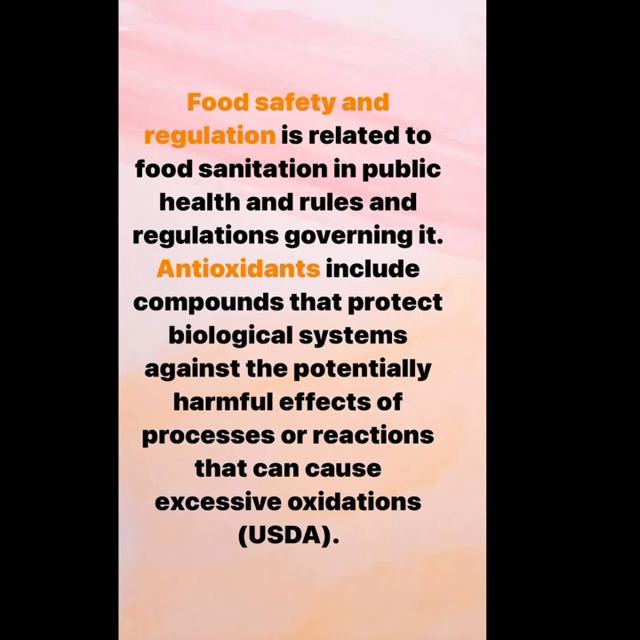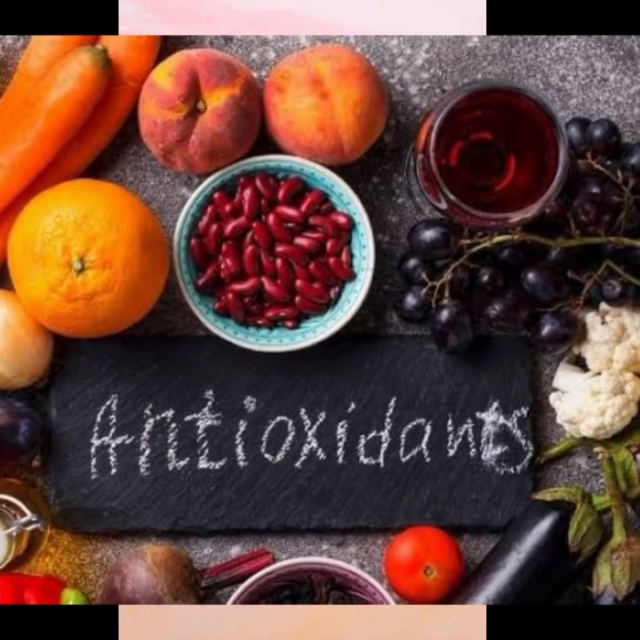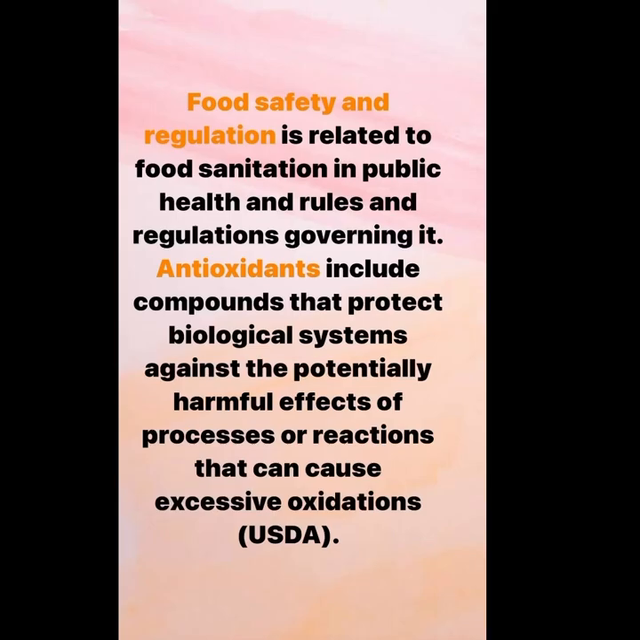Antioxidants. Antioxidants include compounds that protect biological systems against the potentially harmful effects of processes or reactions that can cause excessive oxidations. USDA. Antioxidants are substances present in fruits and vegetables which protect us against cancer cells. They also protect us against aging and many other disorders.